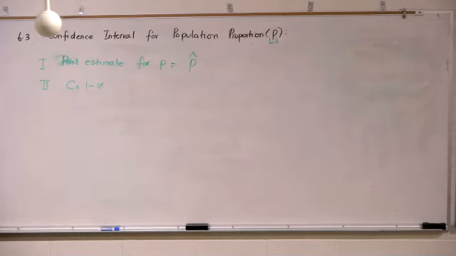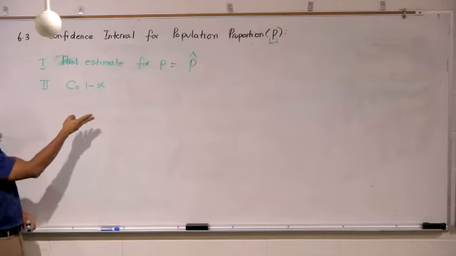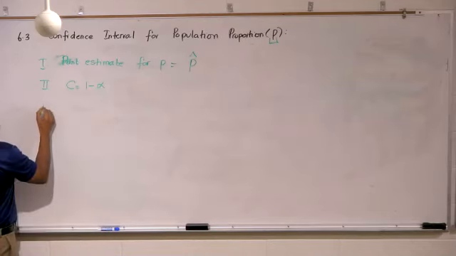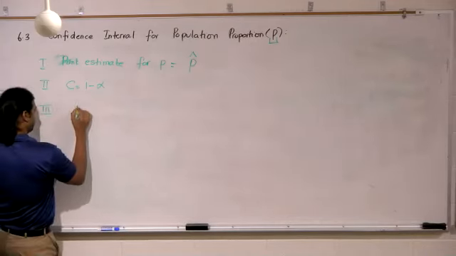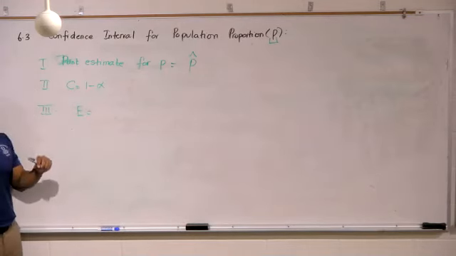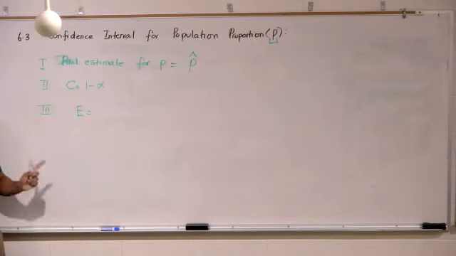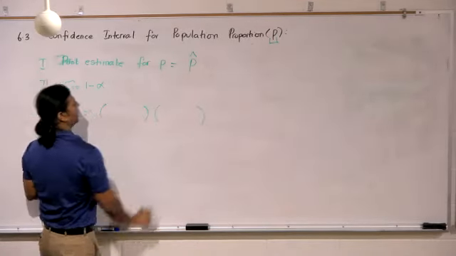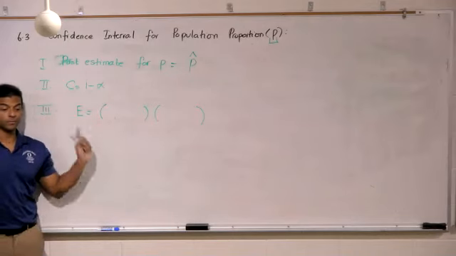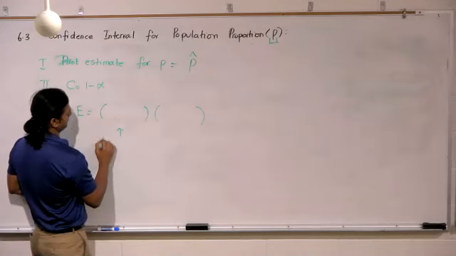The relationship between C and alpha does not change. So if the confidence level is given, I can find the significance level and vice versa. Last time, in the previous section, we had to multiply the critical value with the standard error to get the margin of error. Now, I had two things. What were the two things? The critical value and the standard error.